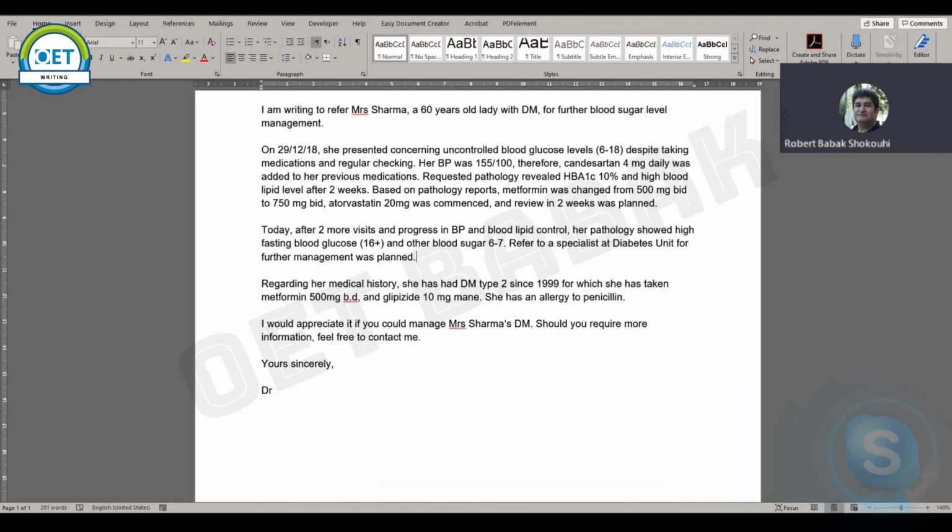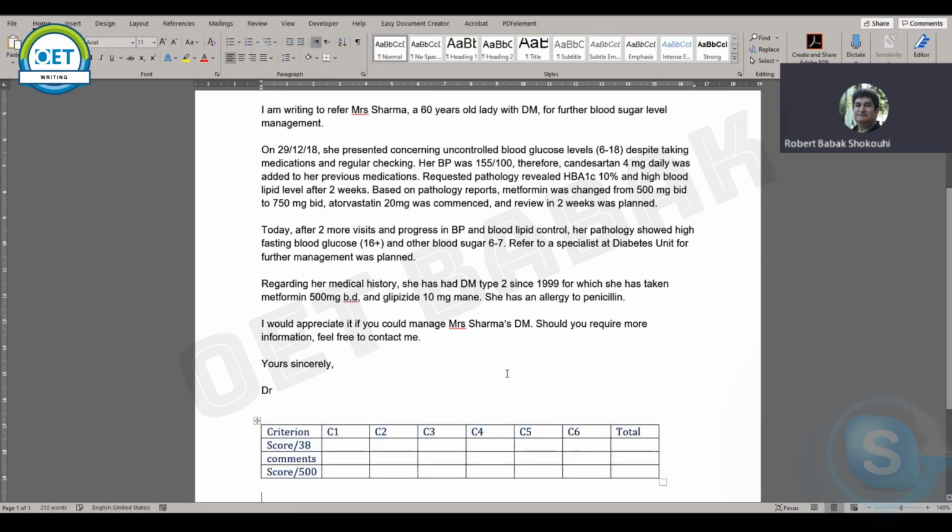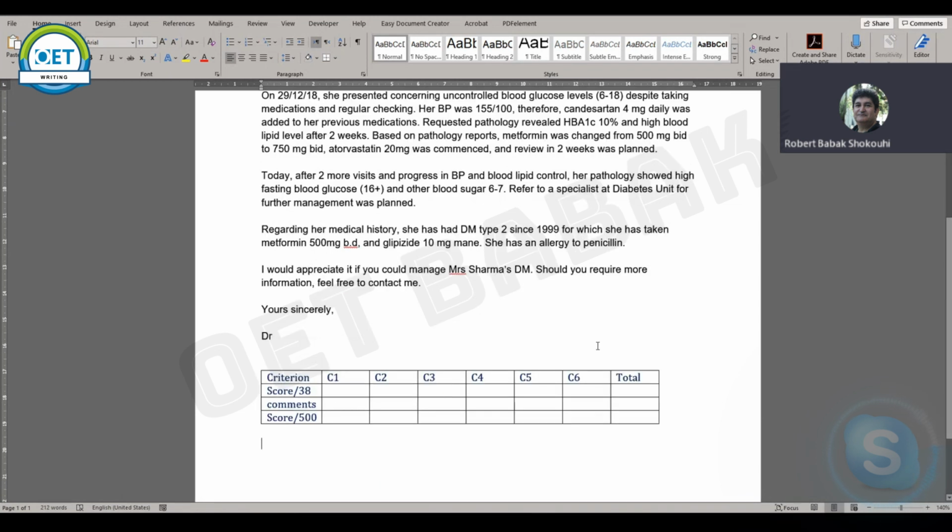Let's have a look at the correction table. Okay. So what we're going to do is to look at the first one, which was purpose. So the purpose of the document is referral. So I'm writing to refer Ms. Sharma for further blood sugar level management.